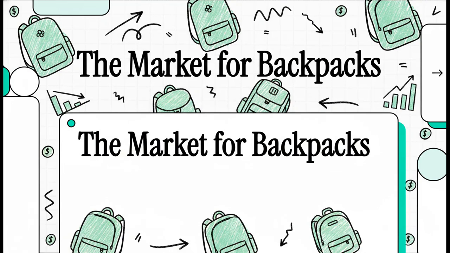All right, let's dive into something pretty cool today. We're going to unpack a case study straight from the 2024 AP Microeconomics exam. And we're going to use something super simple, the market for backpacks, to understand some really big forces that shape our whole economy. Let's get into it.